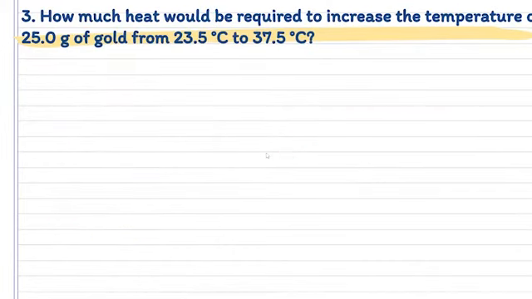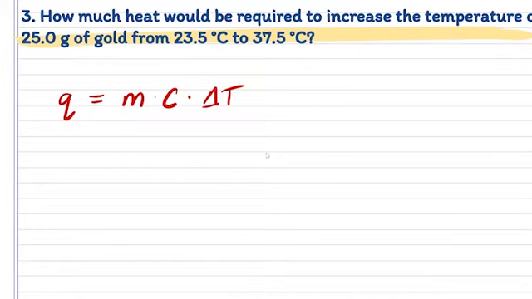3 asks how much heat would be required to increase the temperature of 25.0 grams of gold from 23.5 degrees Celsius to 37.5 degrees Celsius. So annotating it again, we want to find heat. We are given our mass of 25.0 grams, from 23.5 degrees Celsius, that's going to be T initial, and to 37.5 degrees Celsius, that's going to be my T final. So same relationship, heat is going to be equal to mass times specific heat times delta T.